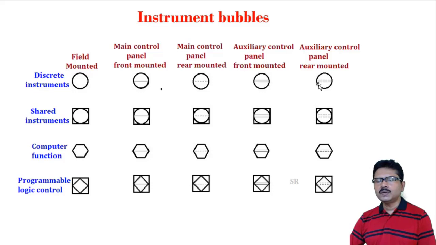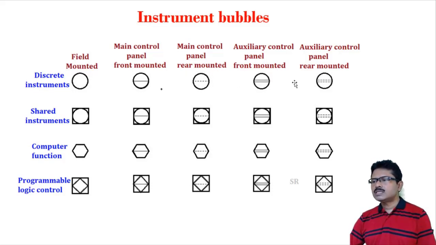This auxiliary control panel might be placed locally. Locally means in plant. Now what is the difference between this solid line and this dashed line? This solid line indicates that the instrument is installed at the front side of the control panel and it is easily accessible. This dashed line indicates that it is installed at the back side or rear side of the control panel and not easily accessible.